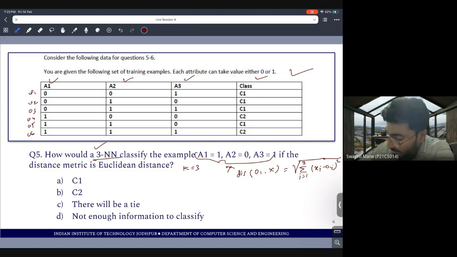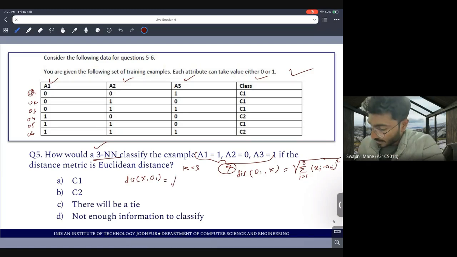Okay, we'll solve this question right now. So first calculate the distance between object 1 up to object 6. As we discussed in the previous question, we first need to calculate the distance between the new point x and all the other training points. So here the training points, object 1 to object 6, have been given. Let's calculate the distance between x and object 1.